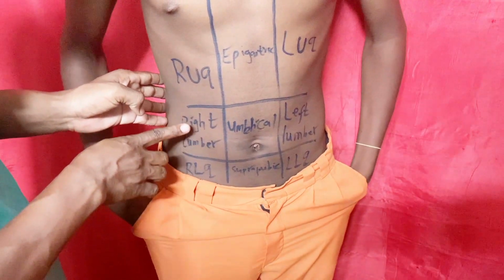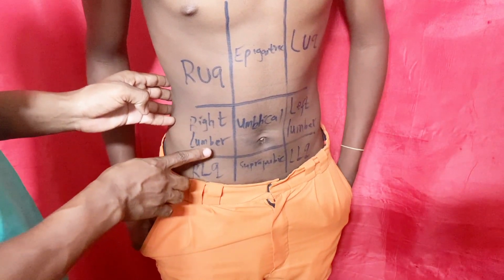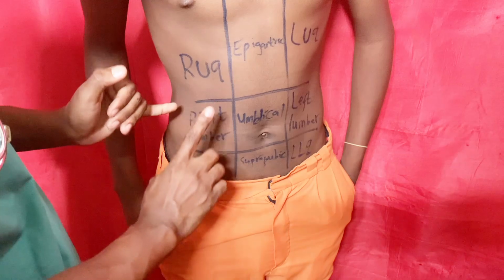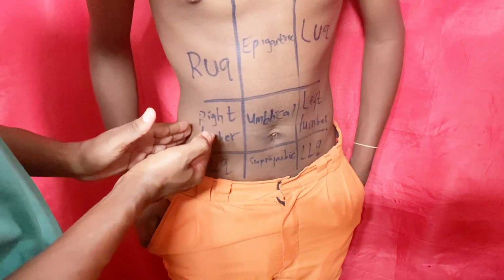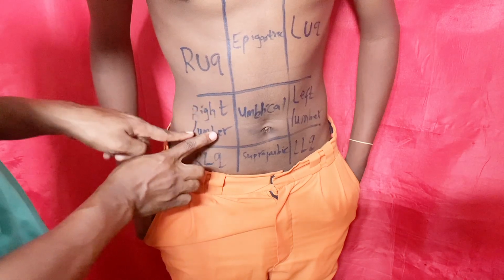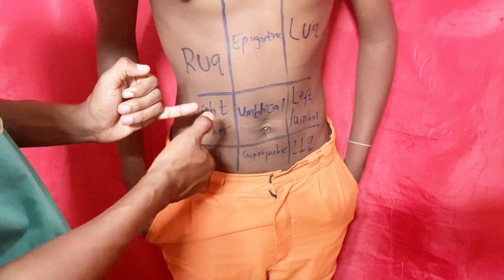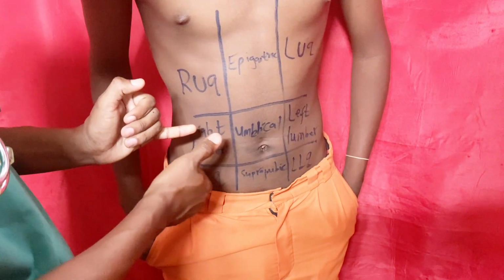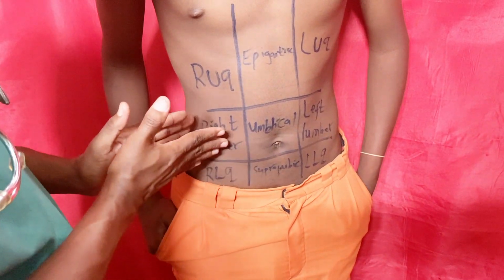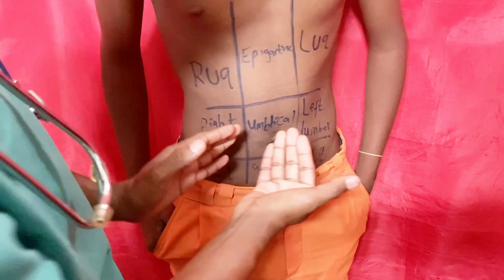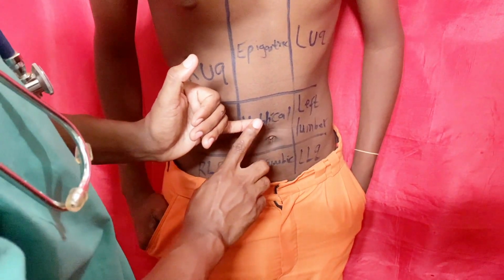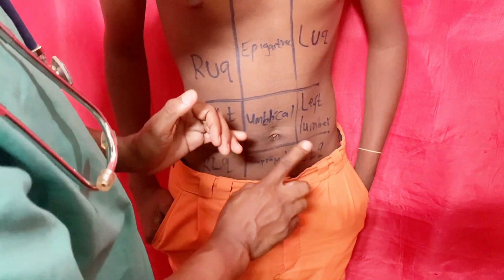Okay, let us also see the right lumbar. So in the right lumbar, organs involved include the kidney, the small intestine, and the colon. If you have any pain specifically in your right lumbar region, you may have conditions like kidney stones, or maybe pyelonephritis, that is kidney infection, or you may have colitis, that is inflammation of the colon.